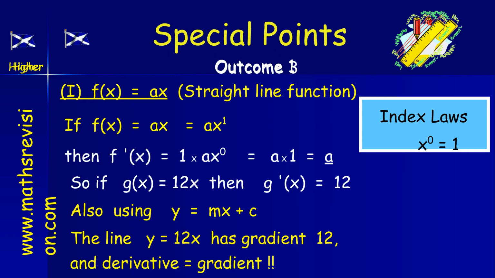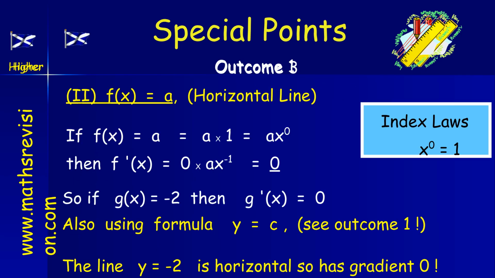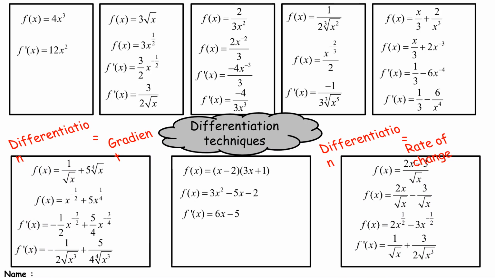Let's look at special cases. For a straight line function where f of x equals ax, the derivative is simply a. This matches what we know about the gradient of a linear equation. For a horizontal line where f of x equals a constant, the derivative is 0, which makes sense as horizontal lines have a gradient of 0. Here is a summary of various differentiation techniques showing how different functions and their derivatives are related through these rules.